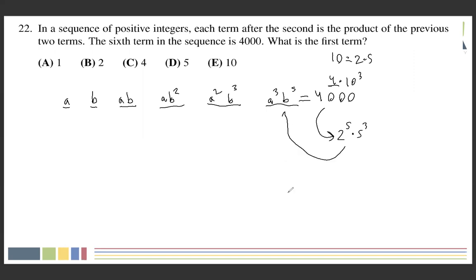So it's pretty clear here that there's a very obvious solution of B equals 2 and A equals 5. But how do we know that's the only solution? Well, that's where the fact that they're positive integers comes into play. What positive integers could B take on, for example?